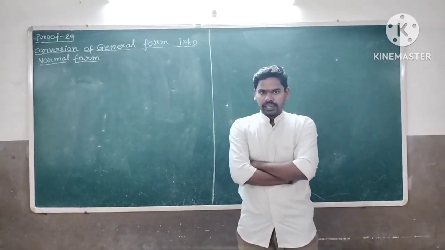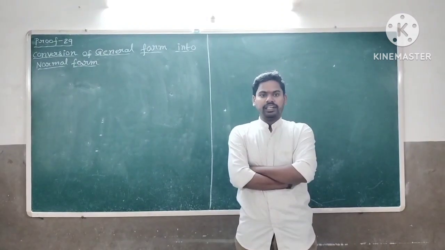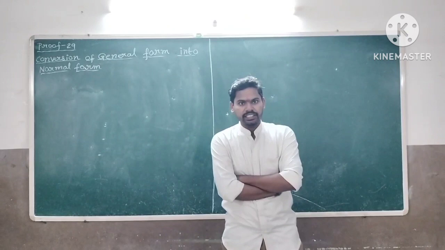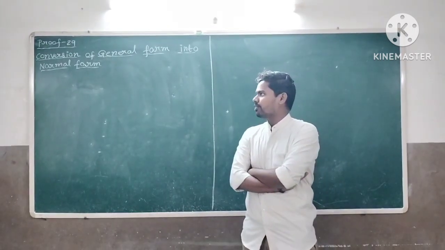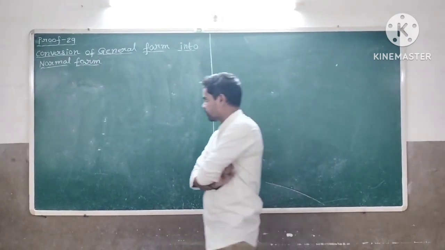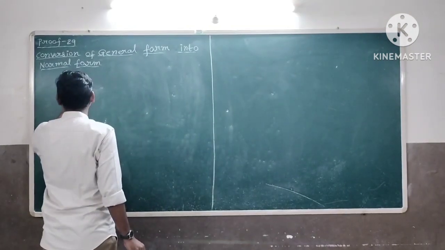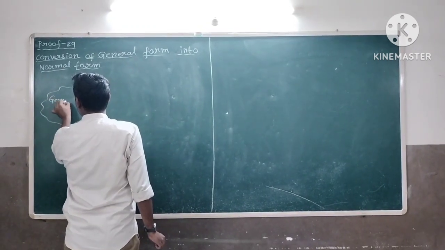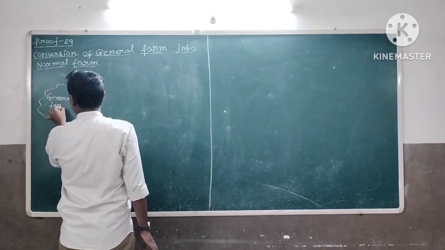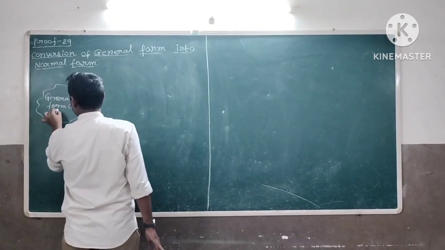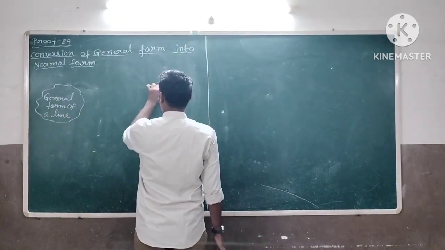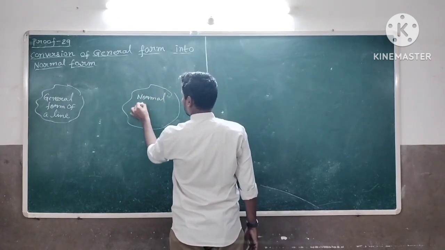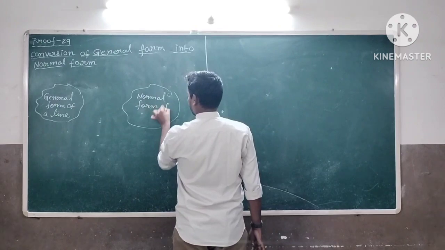Everyone, and in this class I am going to derive the relationship between the general form of a line and the normal form of a line. So here we are going to establish a relationship between the general form of a line and the normal form of a line.